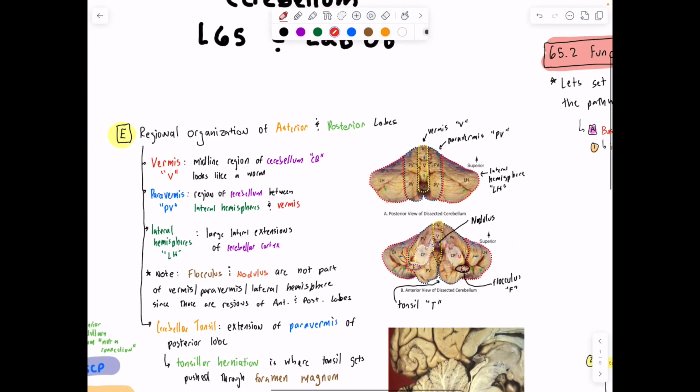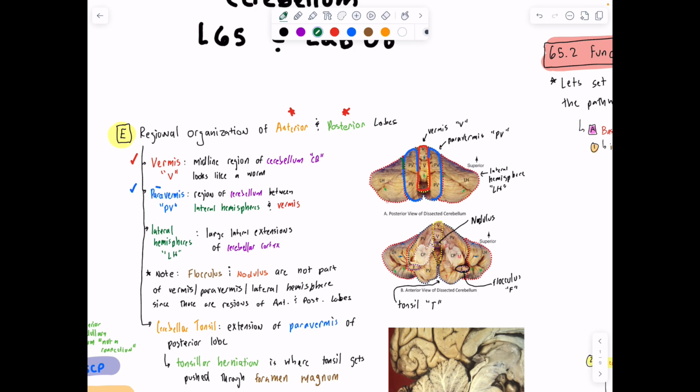All right, moving on. So of the anterior lobe and the posterior lobe, we've mentioned that we have the center region called the vermis. So the vermis is just a midline region of the cerebellum. Kind of looks like a worm. You can see this here. And again, this is part of the anterior and posterior lobes. Then we have the paravermis, para just meaning beside, and this is a region of the cerebellum that is located right here. Right, paravermis, adjacent to the vermis.